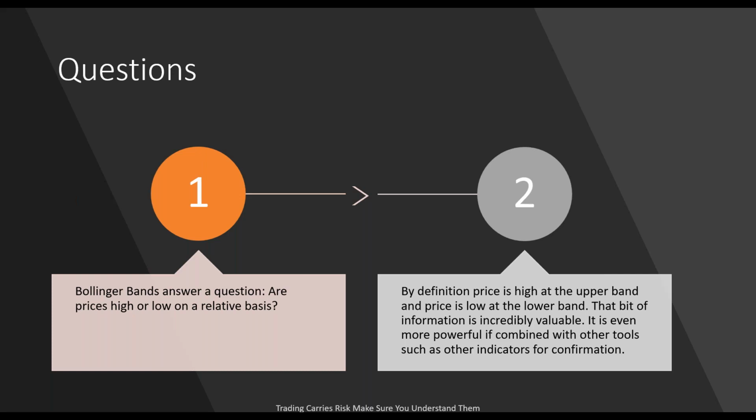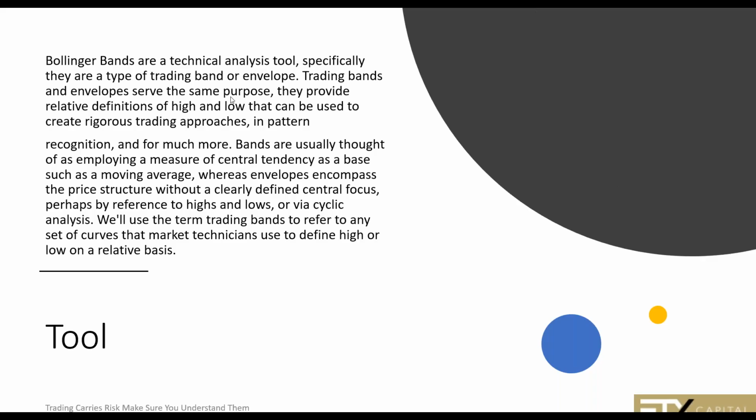Now, this bit of information is incredibly valuable. It is even more powerful if combined with other tools, such as other indicators for confirmation. Now, Bollinger Bands are a technical analysis tool. Specifically, they are a type of trading band or envelope. Trading bands and envelopes serve the same purpose. They provide relative definition of high and low that can be used to create a rigorous trading approach in pattern recognition and for so much more.